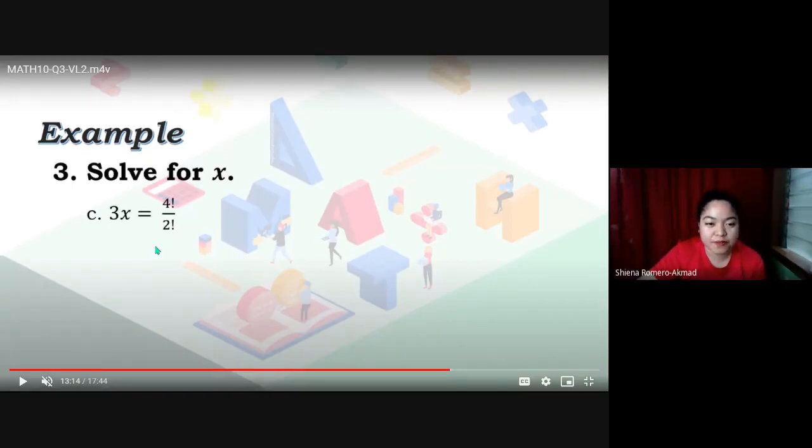Next, for letter C, we have 3x equals 4 factorial divided by 2 factorial. So what do you think is the value of the variable x?